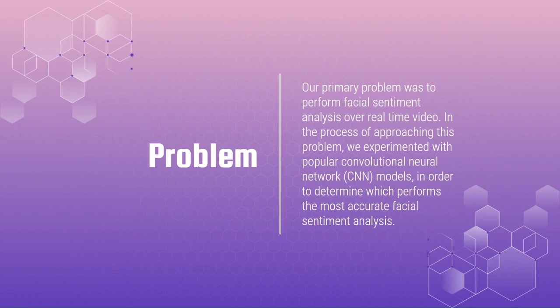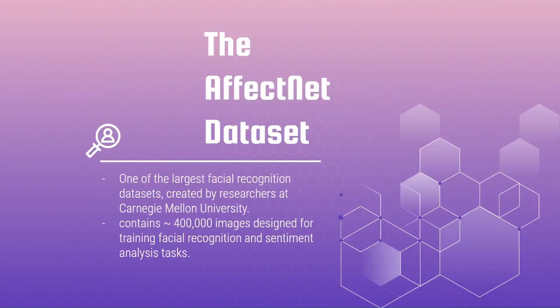In the process of approaching this problem, we looked over various convolutional neural networks, such as ResNet 50, ResNet 152, as well as the VGG 13 and 19. And we wanted to compare and contrast these before we made our choice on the optimal model to use for deployment. So the data set that we used to train or further train these existing models is the AffectNet dataset.